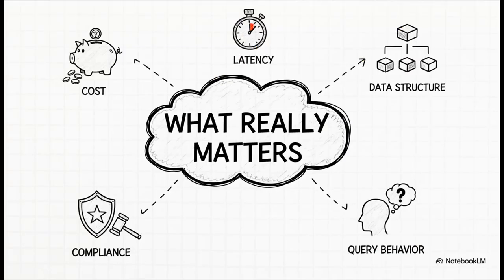So what really matters when you're building for an enterprise? Well, it's things like the structure of your data, how your users actually search for things, and of course, critical compliance rules. And let's be honest, it almost always comes down to budget and speed. These are the things that should be guiding your architecture, not just the latest tech trend.